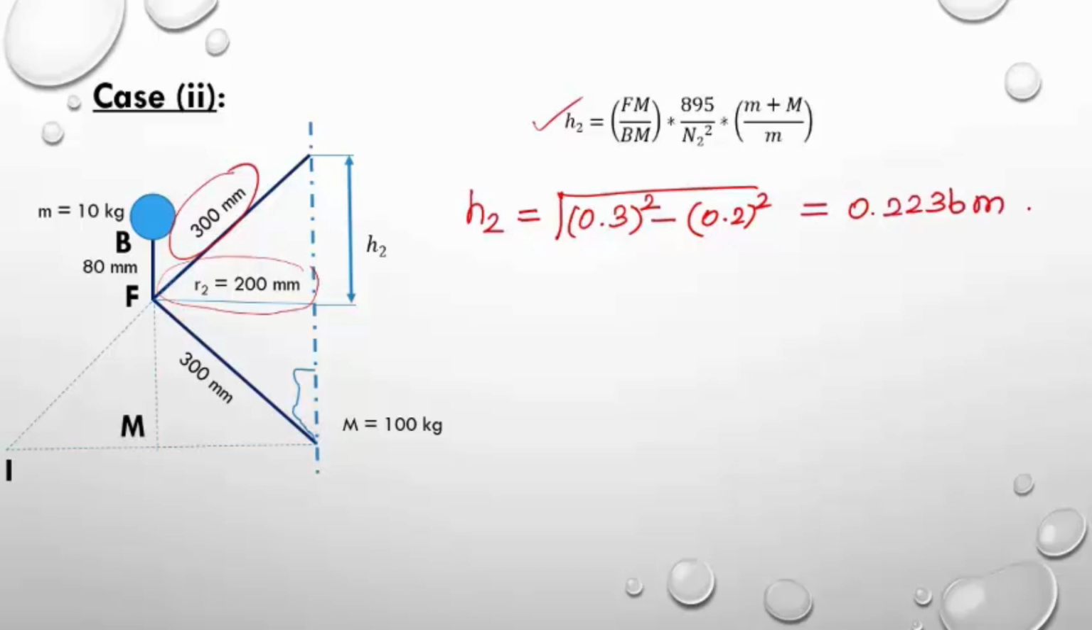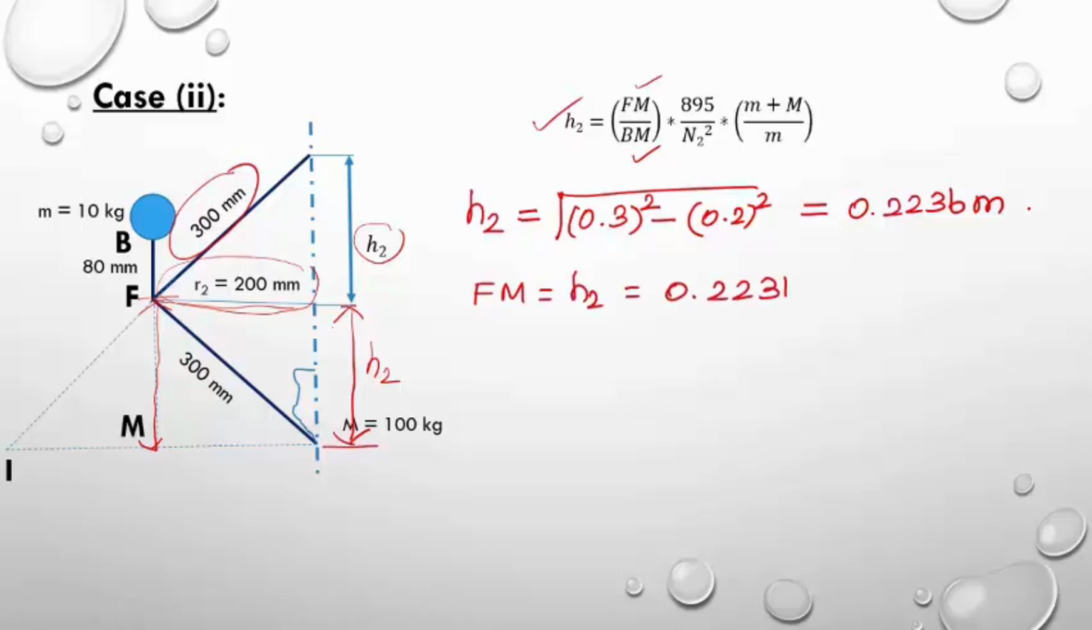So in the formula we have to calculate Fm and Bm. Here Fm is this distance which is equal to the height of the lower triangle. For the present case, the height of the upper triangle and the lower triangle will be equal, because all the sides of the upper triangle are exactly equal to the sides of the lower triangle. So here we can directly take the Fm value as H2, that is 0.2236 meter.